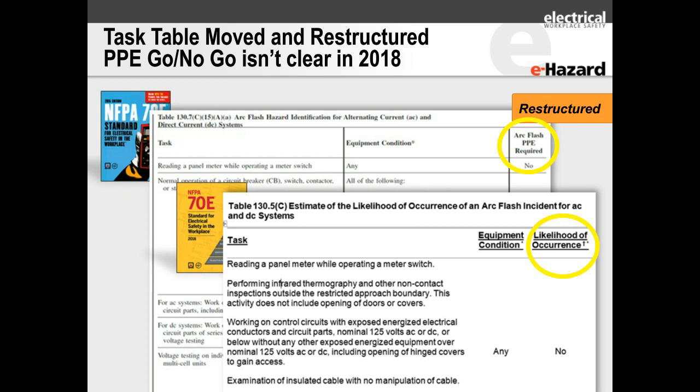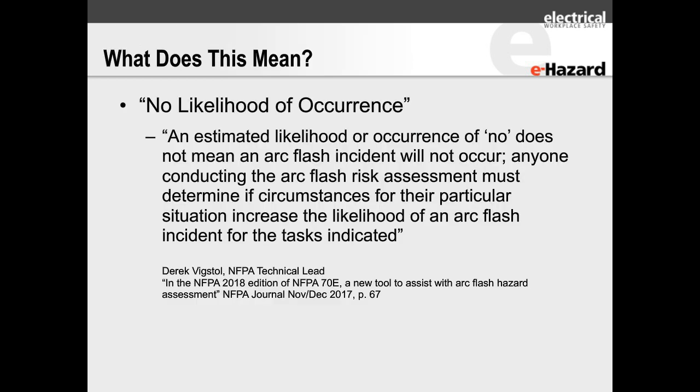NFPA just recently addressed this in the NFPA Journal because it came up pretty quickly. And Derek Viskel said an estimated likelihood of occurrence of no does not mean an arc flash event would not occur. Anyone conducting the arc flash risk assessment has to determine its circumstances. So basically what they're saying is even if it says no, which before it would have said no PPE needed, now they're saying even no doesn't mean you don't need PPE.